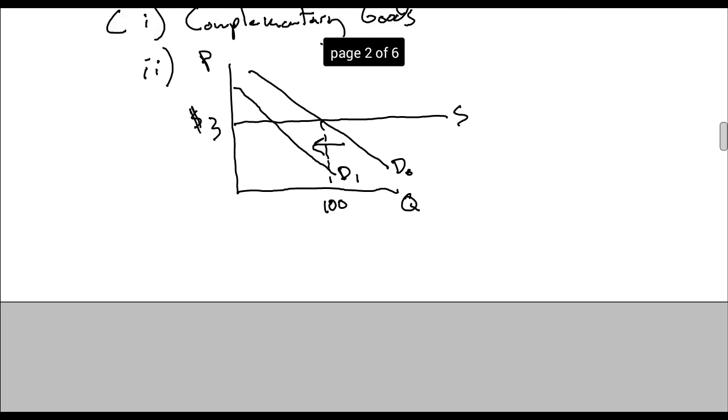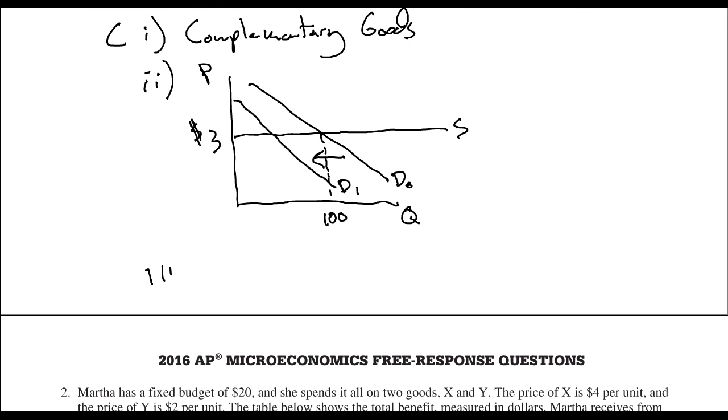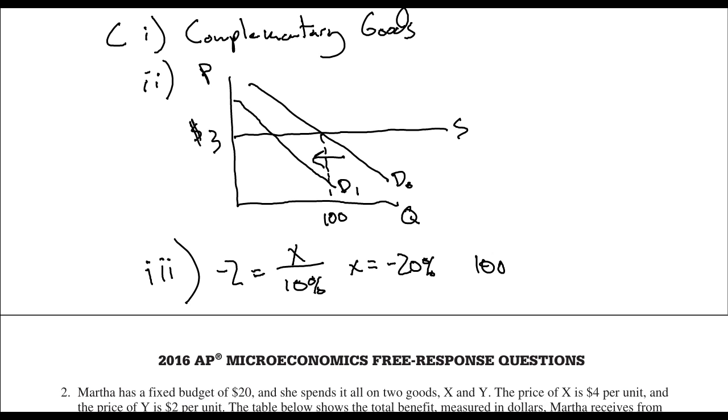Again, I would probably show that work down here: -2 equals x over the 10% change in price, so x equals -20%. 100 times -20% equals -20. 100 minus 20 equals 80. That's our new quantity. In fact, I could draw that on my graph right here and say that that new quantity is 80. My graph is very much not to scale, but it'll work.